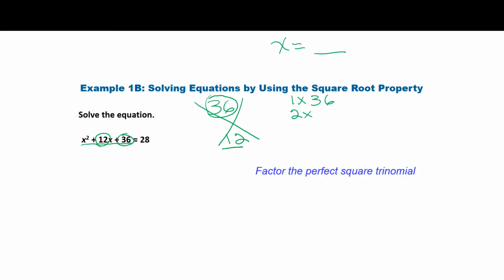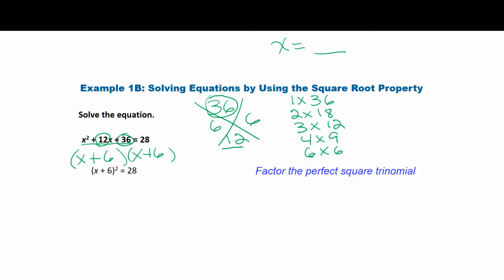So I'm going to try 2 times 18. Multiply together to get 36, but they don't add together to get 12. 3 times 12, nope. 4 times 9, they add together to get 13, but not 12. 6 times 6, aha, they do. So I've got a 6 and a 6. So in order to factor that, I'm going to say x and an x, and then I'm going to put my plus 6 plus 6. So what that's actually going to look like is x plus 6 squared equals 28.